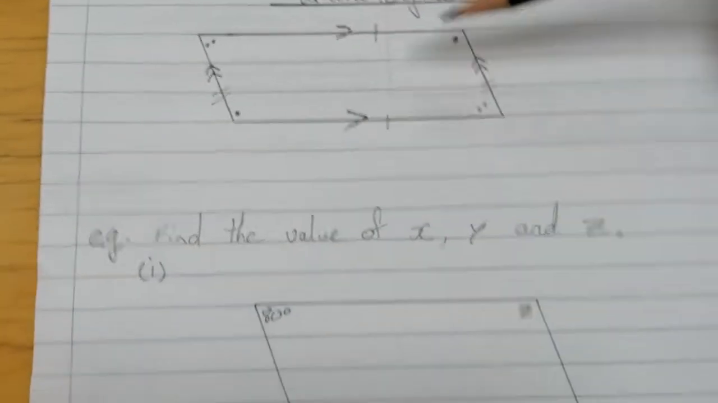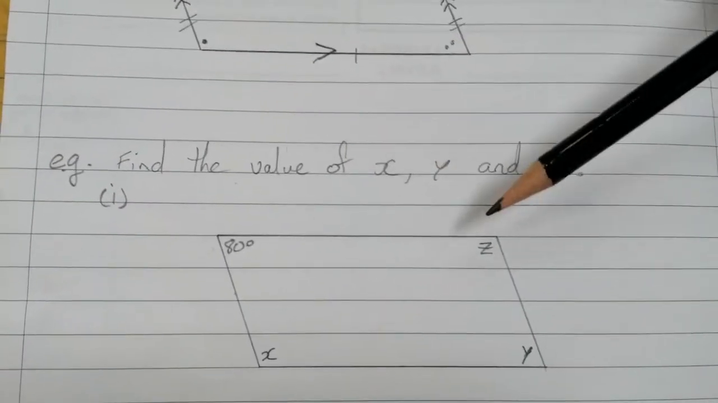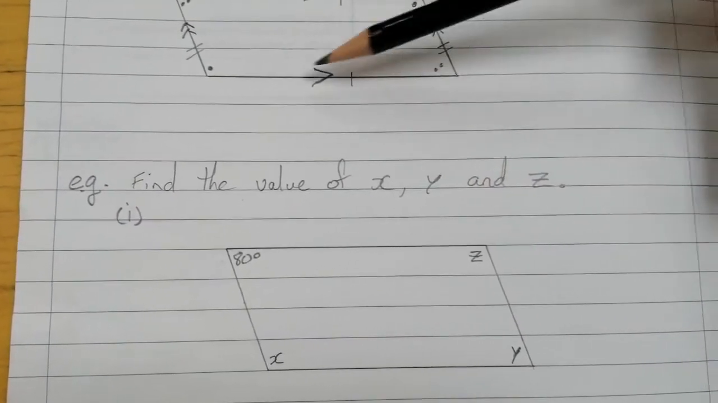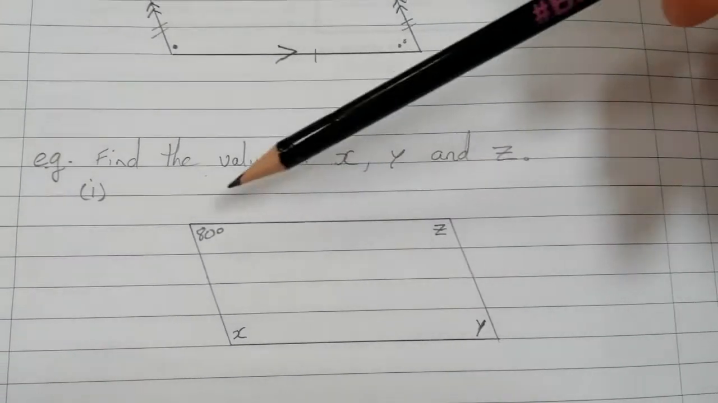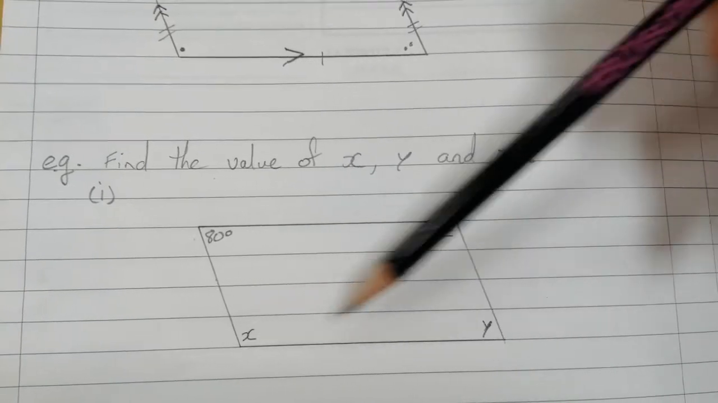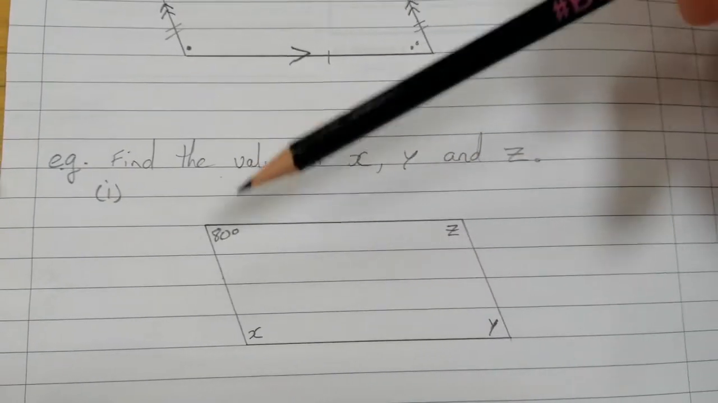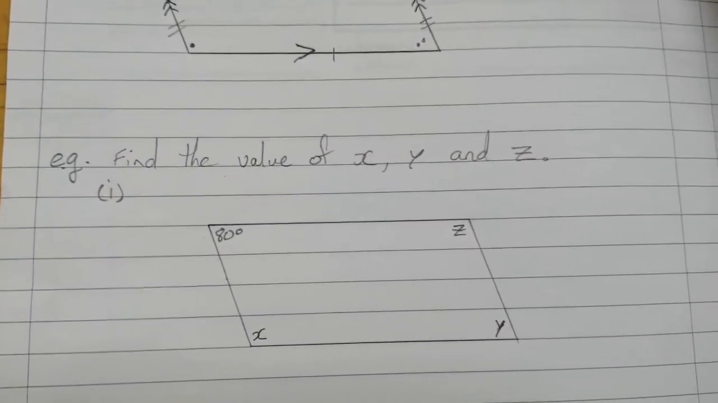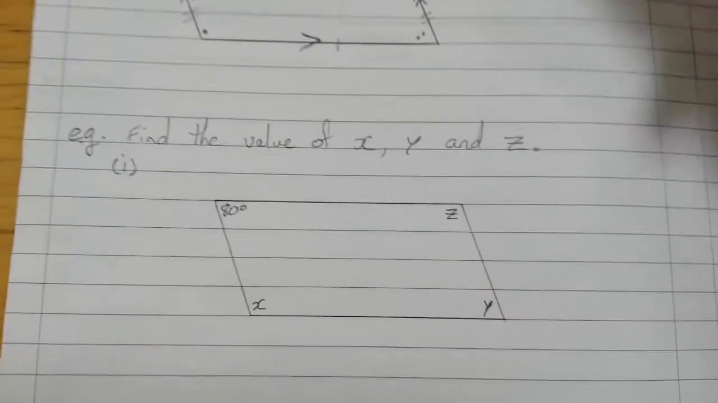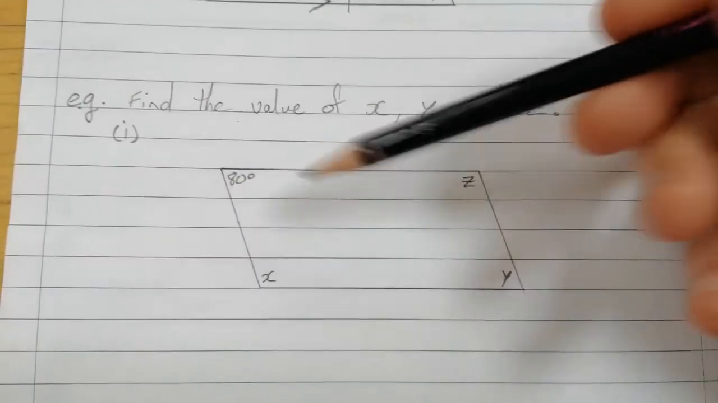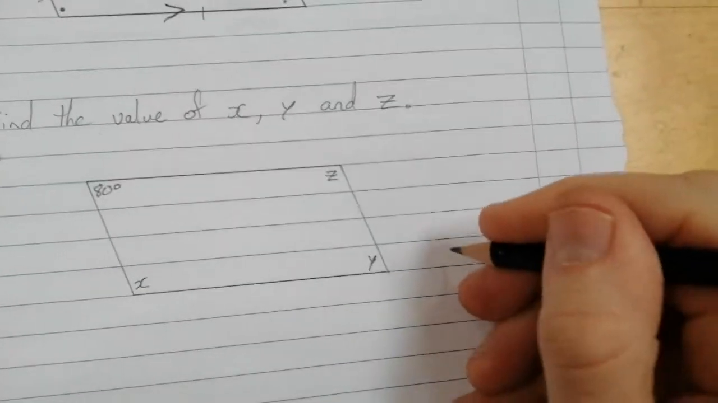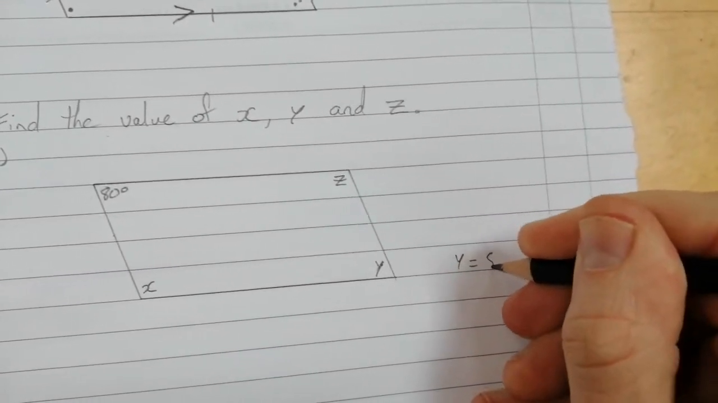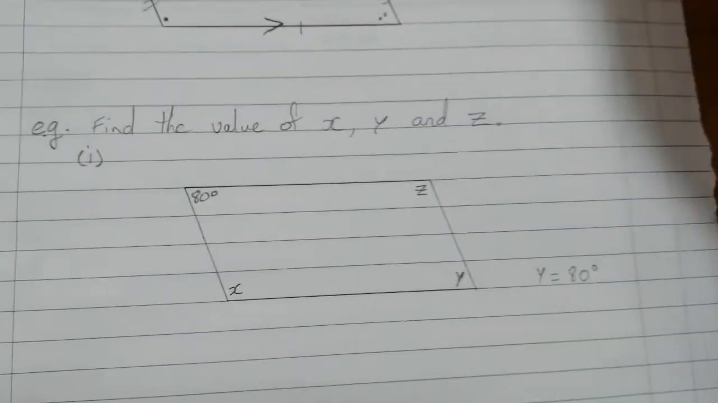So that's the first thing. Let's look at some exercises we might do in regards to parallelograms. Find the value of x, y, and z in this parallelogram. So 80 degrees and then x, y, and z. They're giving us one of the angles. Quite straightforward: if that's 80 and opposite angles are equal in measure, then y must also be 80. So y is equal to 80 degrees.